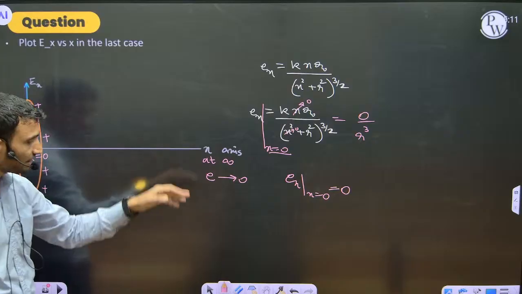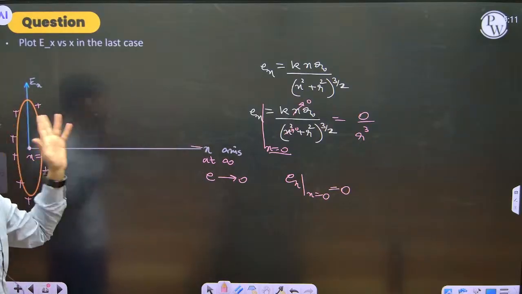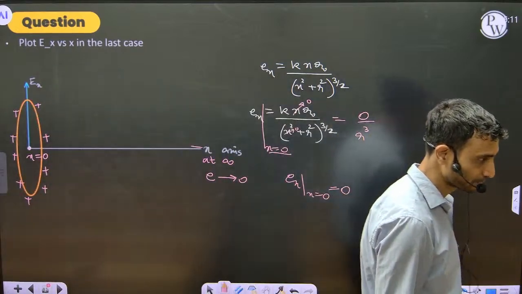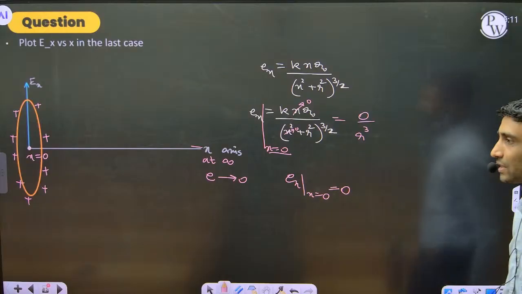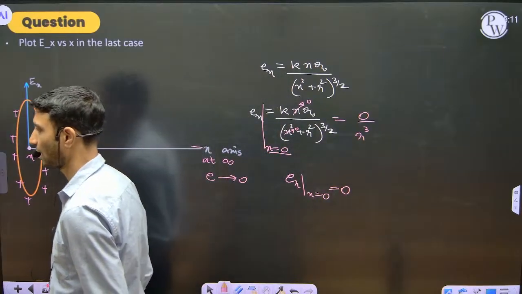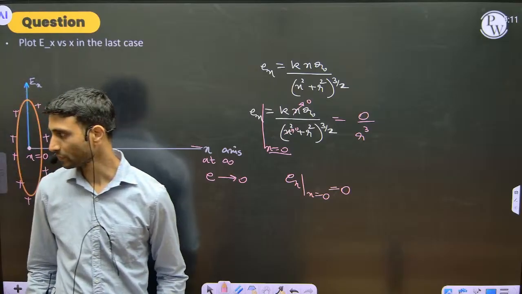And at infinity, what is the electric field? That is also 0, right? That is going down to 0 as you go to infinity. Electric field is going down to 0, right? So I hope these two parts are clear to you, that electric field is 0 both at infinity and at the center, right?